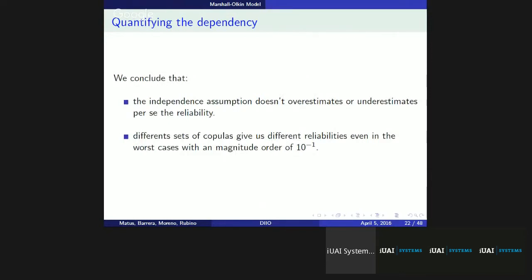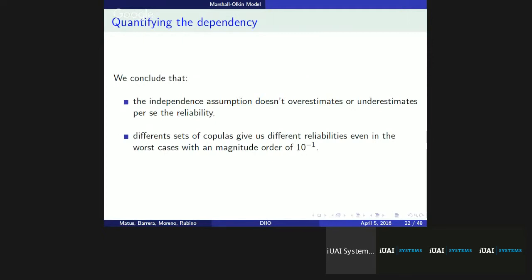There are two important conclusions in this experiment. The first of them is that the independence assumption doesn't overestimate or underestimate the reliability. It's not clear: when I use the independence assumption, I don't know if I have more reliability or less reliability. I don't know.